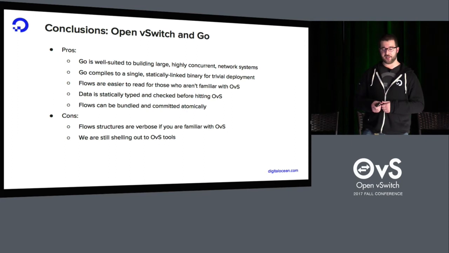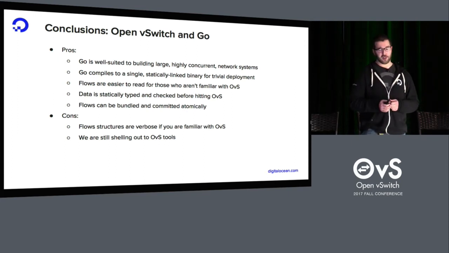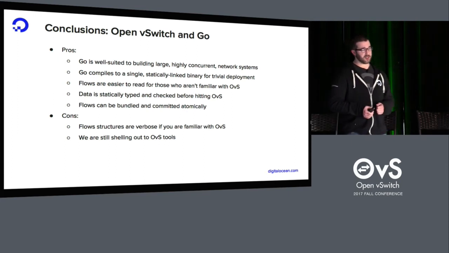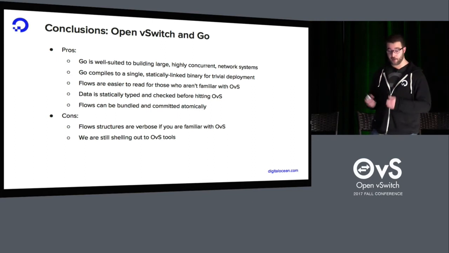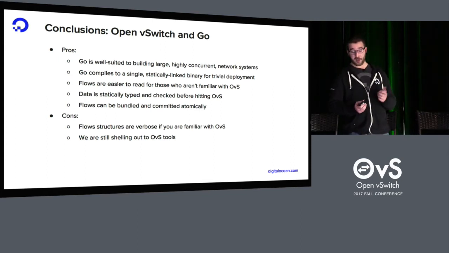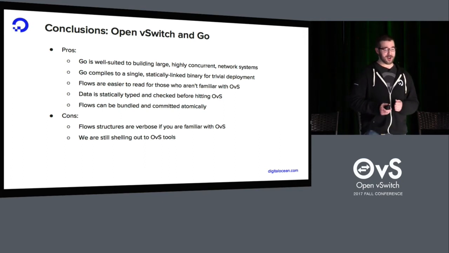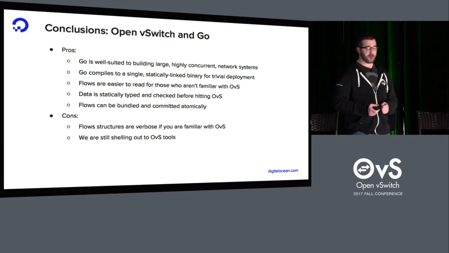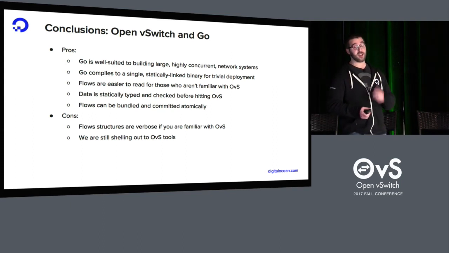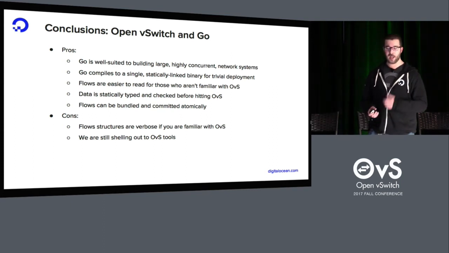So what can we conclude about this approach? Well, Go is really well suited to building large, highly concurrent network systems. And in general, it's just a pleasure to work with. It also compiles to a single statically linked binary for trivial deployment, and the flows are easier to read for those who aren't familiar with OVS. The data is statically typed and checked before hitting OVS, and we can also bundle the flows and commit them atomically.